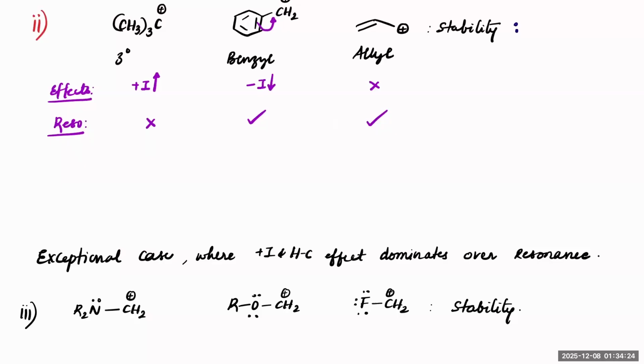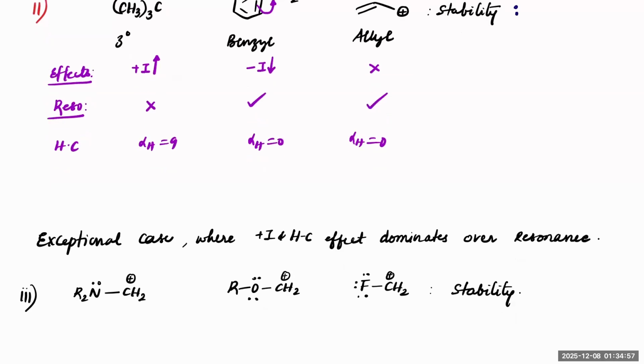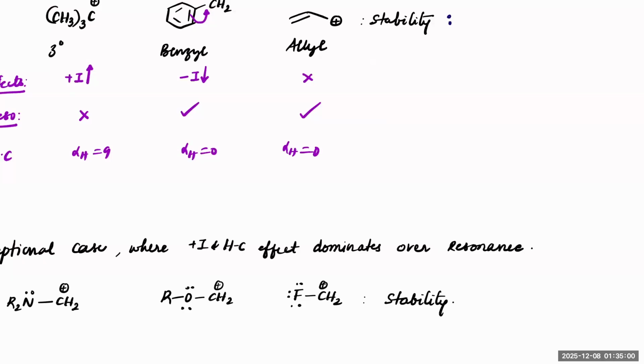Now notice hyperconjugation. Now you have 9 alpha hydrogens. Here we have 0, and here also we have 0 alpha hydrogens which will participate in hyperconjugation. So plus I is a stabilizing effect, and hyperconjugation is a stabilizing effect. Here minus I is slightly destabilizing, but resonance is highly stabilizing. Here also resonance is highly stabilizing. Keeping this in the picture, we usually say that resonance is always a dominant effect over hyperconjugation as well as the inductive effect.